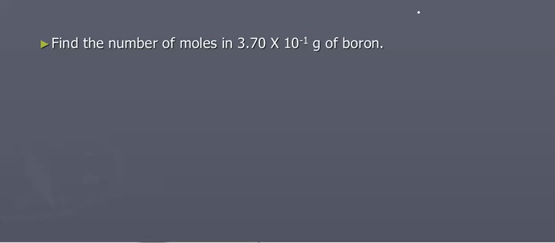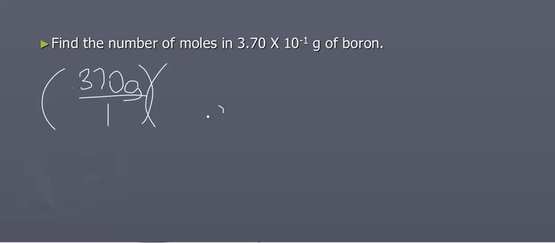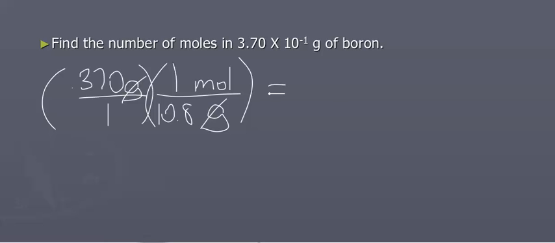Next example, I'm starting with grams. I want to go to moles. So I will take 0.37 grams. If I want to go to moles, again, I need the molar mass, but this time I'm going to divide by the molar mass. Boron from the periodic table has a molar mass of 10.8. So in 0.37 grams, I would have 0.0343 moles of boron.